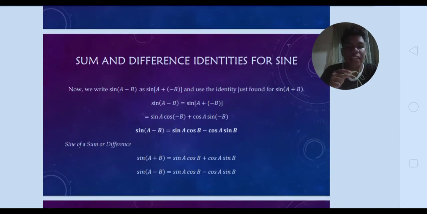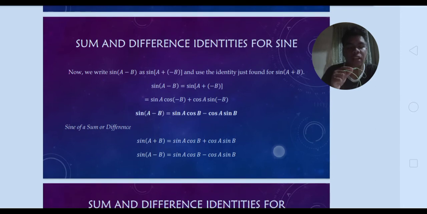Now we write sine of a minus b as sine of a plus the quantity of negative b and use the identity just found for sine of a plus b. Therefore, the definition of subtraction is sine of a minus b is equal to sine of a plus the quantity of negative b. And we have to get the sine sum identity, which is equal to sine a times cos of negative b plus cos a times sine of negative b. Therefore, the even-odd identity now is sine of a minus b is equal to sine a times cos b minus cos a times sine b.